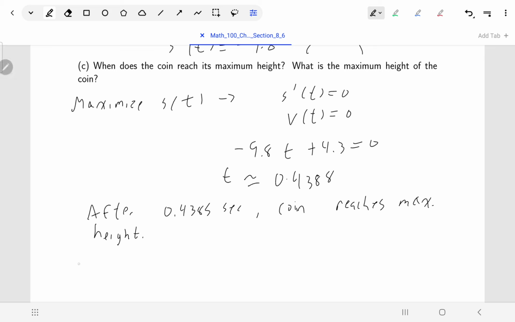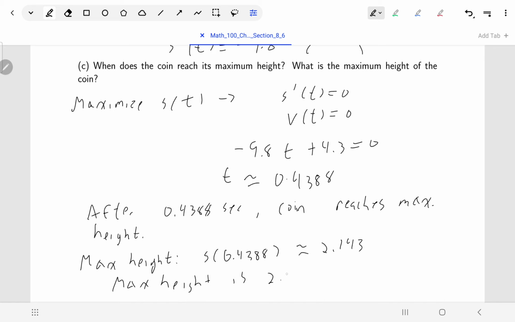And then finally, to find the maximum height, I need to go and use my original position function and put in that 0.4388. And when I did, I got a position of approximately 2.143. So the maximum height is approximately 2.143 meters.